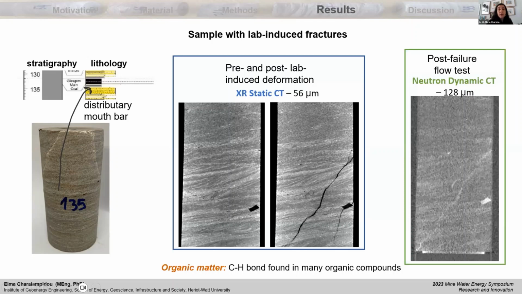The post-failure flow tests give us some further information about the saturation of the sample. For example, the main big fracture that has been created appears to be brighter, so it's water saturated, whereas the smaller fracture that intersected the organic matter seems not to be affected. This could possibly be because the tip of this fracture is in a region characterized by higher density material, so the water couldn't get into that fracture.